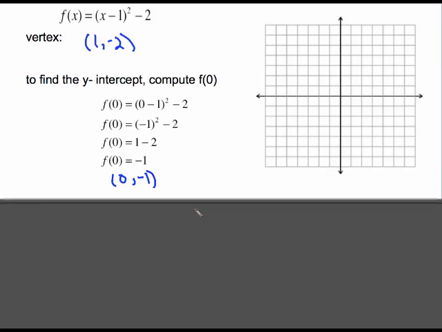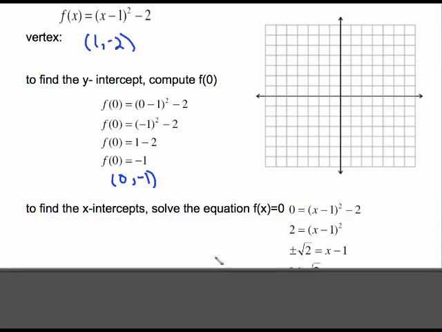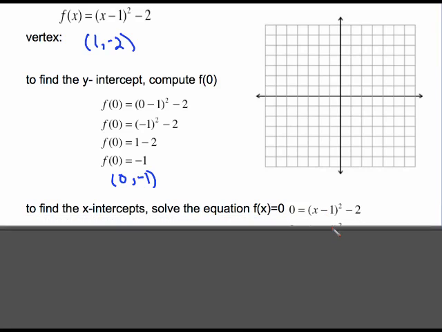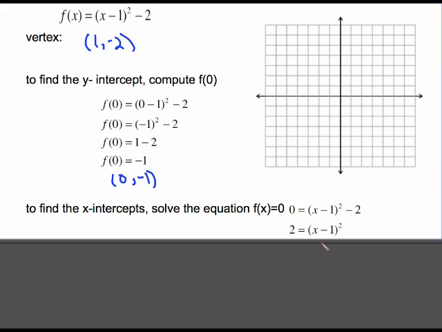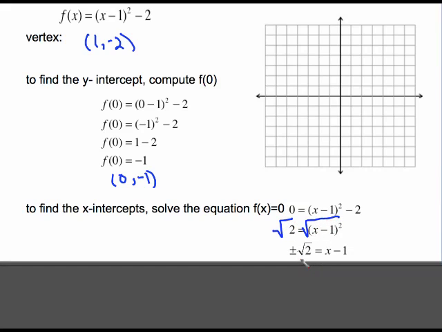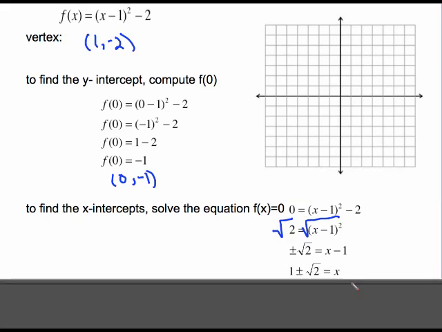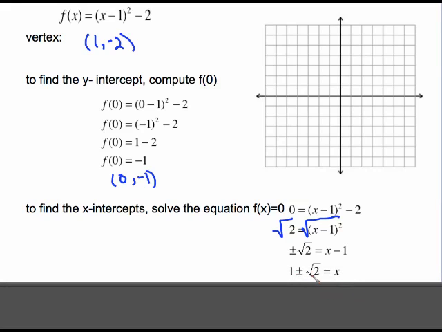To get our x-intercepts, we're going to take our function and set it equal to 0. So we're going to do the same steps. Add 2 to both sides gives us this. Undo the squared by taking the square root of both sides. Because we're solving by square root, we're getting plus or minus. Now this is a little different than the last one. The square root of 2 doesn't simplify out. So when I add 1 to both sides, I get this answer for my x-intercepts.